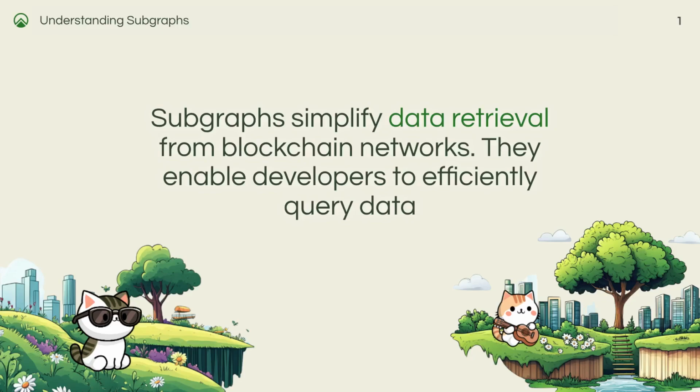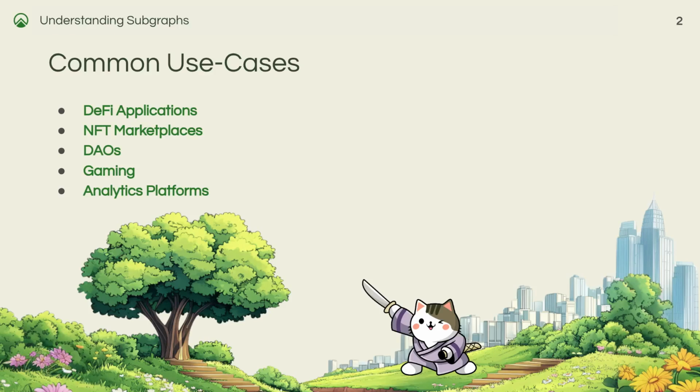nice, queryable database. Some common use cases for subgraphs include DeFi applications, where we track token swaps, liquidity pool changes, and lending and borrowing events; NFT marketplaces, where we index token transfers, sales, and metadata changes; DAOs, where we monitor proposal creation, voting, and execution; gaming, where we track in-game asset transfers and player achievements; and finally, analytics platforms, where we can aggregate blockchain data for insights and reporting.